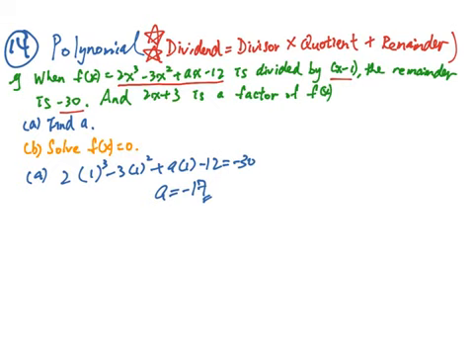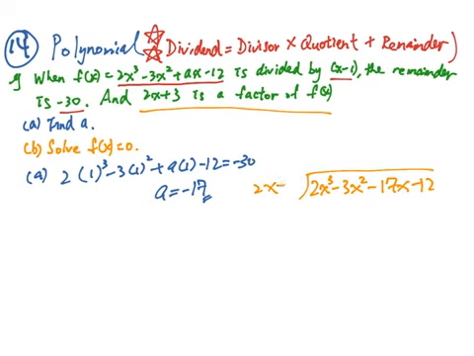For part B, we need to solve f(x) equals 0. So we'll make use of 2x plus 3 is a factor. It's a factor, that means no remainder when we do the division. So let's do the long division. 2x cubed minus 3x squared minus 17x, the answer is from A, so minus 12, divided by 2x plus 3.